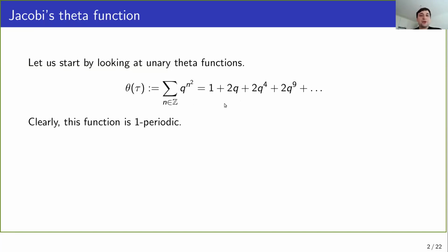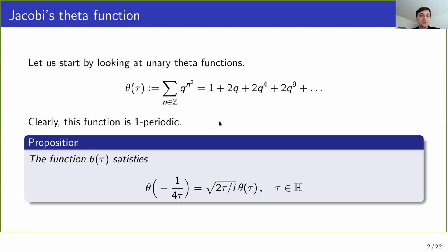So clearly, because of the way I wrote it, it's already one periodic, because q, well, it's not written on the slide, but it's still e to the 2 pi i tau. So what we need to prove is some other transformation law. And in this case, it's not a modular form for the full modular group, but it is a form for a subgroup of some finite index. So precisely we'll prove now that the function theta satisfies this transformation law. And then I will say why this implies it's a modular form for the group gamma not 4.